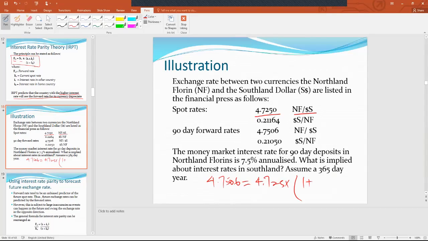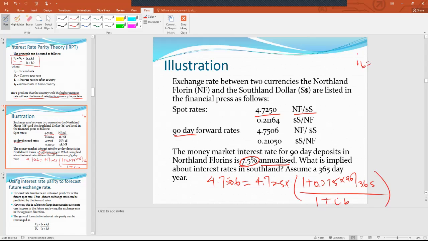This is a quotation NF, so therefore the numerator is the NF. The rate for NF is 7.5%, but this is annual and this is a 90-day forward, so you convert from annual to a 90-day rate. Therefore, it's equal to 0.075 times 90 out of 365. We divide by 1 plus the interest applicable in the base currency.